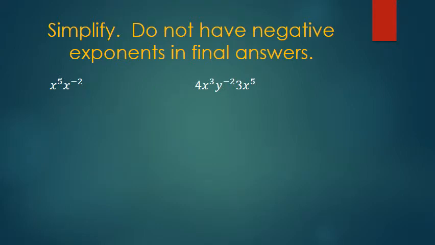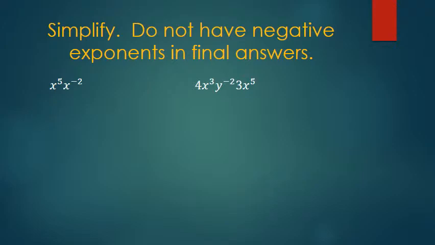Here you are asked to simplify expressions with exponents. A key thing here is that you cannot have a negative exponent in your final answer. So you need to remember that if you have a negative exponent, you have to take the reciprocal of that. So if it starts in the numerator, it moves to the denominator. If it starts in the denominator, it moves to the numerator.